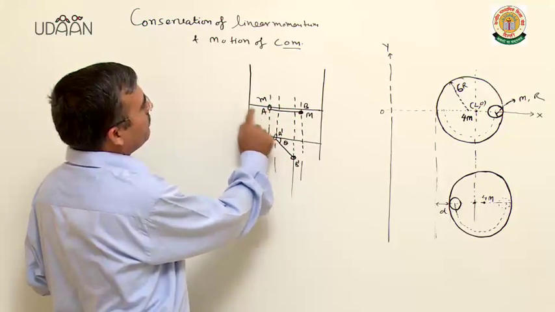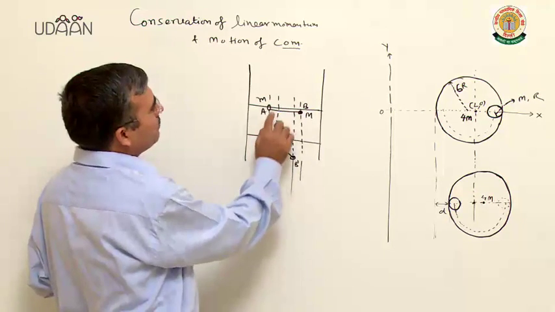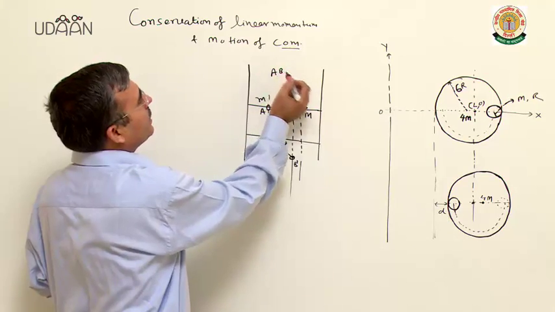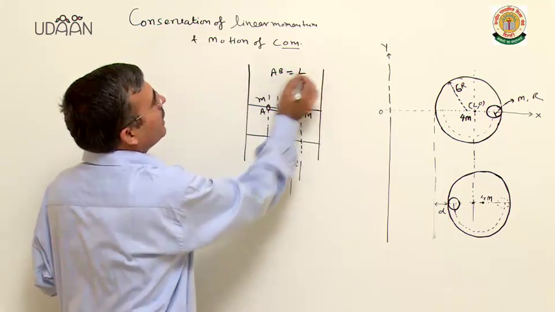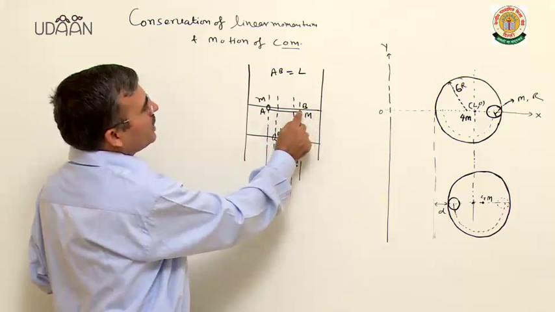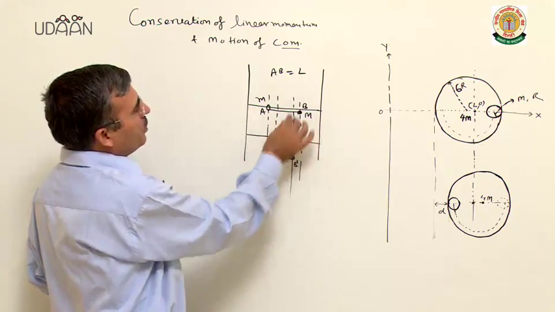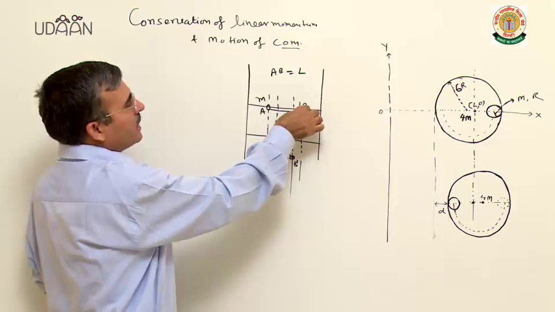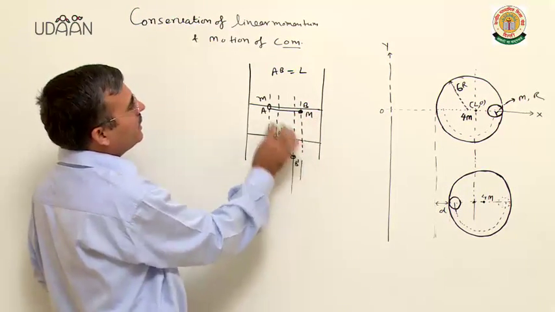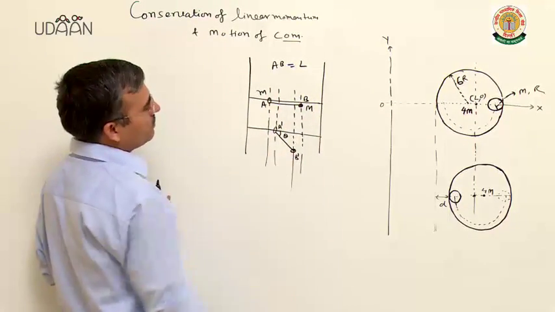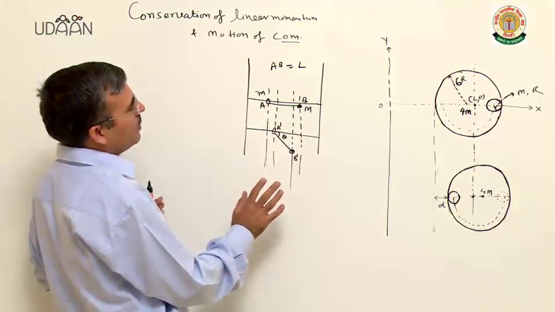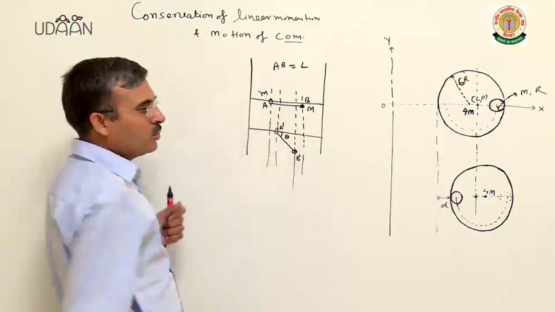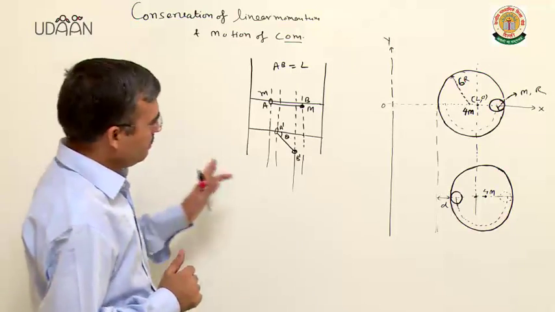It is a ring on a smooth rod, length AB. AB is the string, inextensible, its length is L. It has capital M mass. From this position, the system is released. Then capital M mass will come down by gravity. The ring will move along the smooth rod. But in this case, how the center of mass is moving, we will discuss.